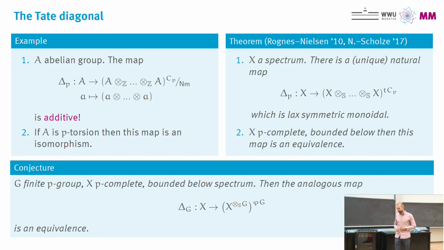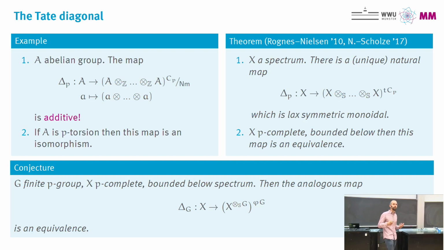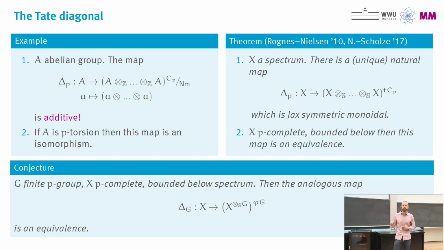Okay, and just now we've only restricted to the group C_p. Let me just say one thing that I conjecture to be true: if G is a general group, or actually G is a finite p-group, but there's a more general conjecture for general groups. It's just a little harder to state. If G is a finite p-group and X again is a bounded below spectrum, then the diagonal map going to G-tensor factors of X is an equivalence.